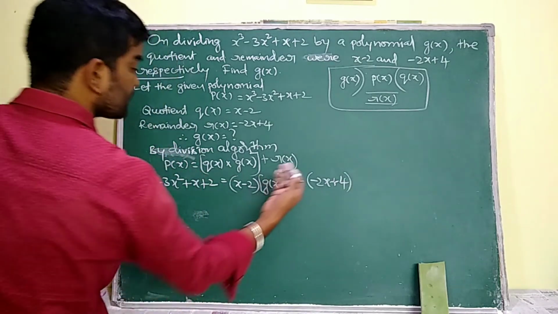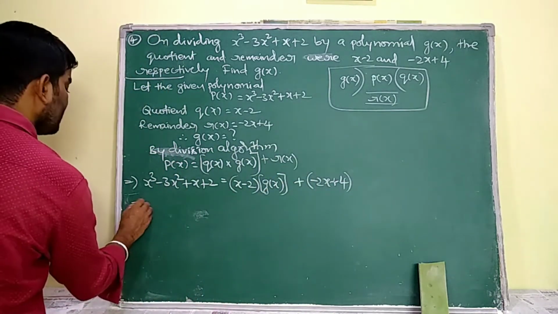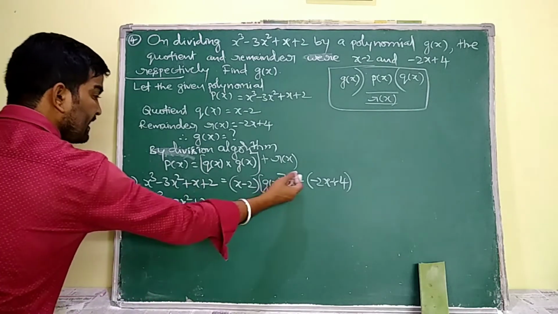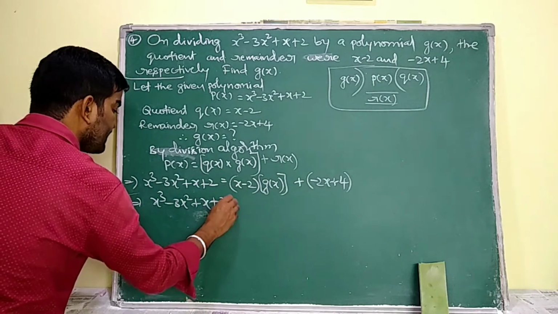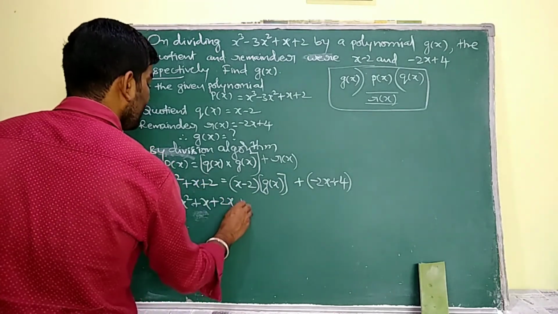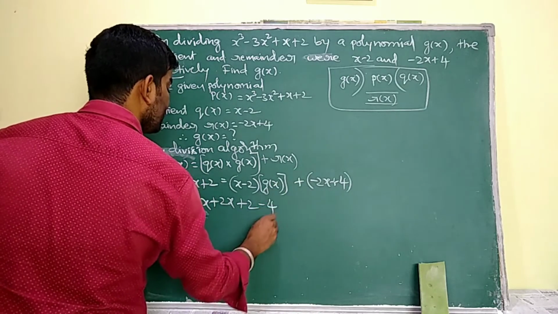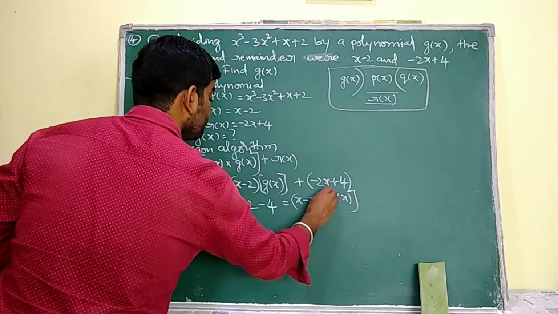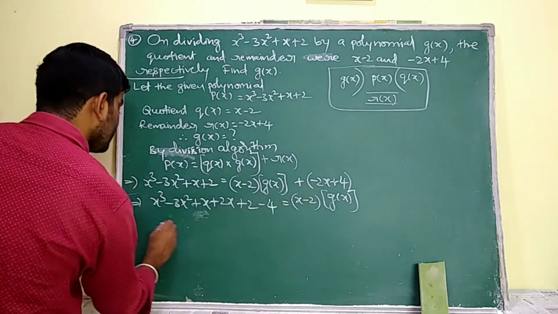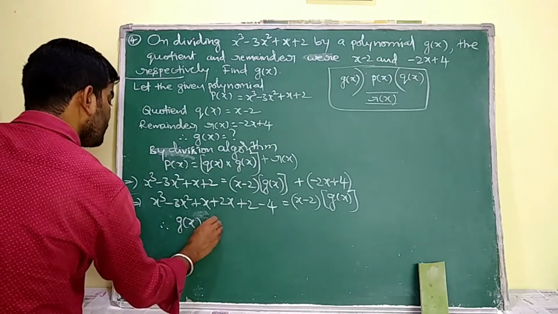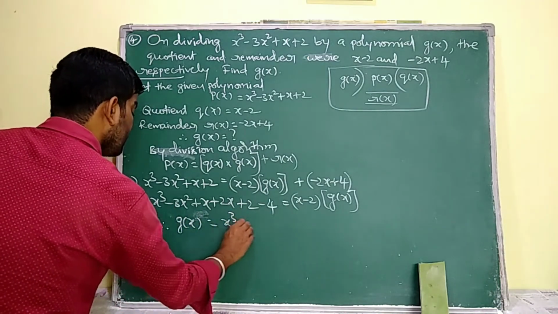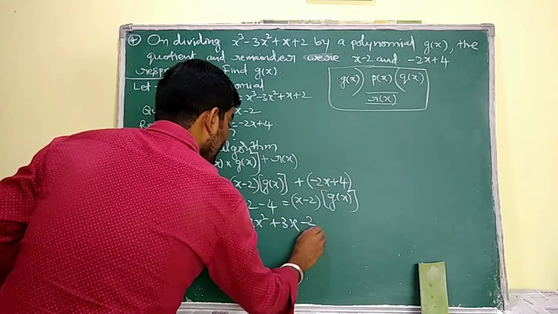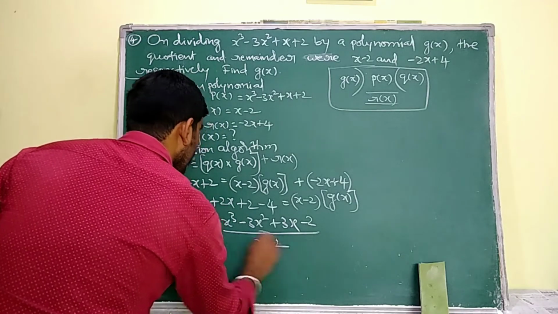So now I have to shift this minus 2x plus 4 to the left hand side. Then see ma, x cube minus 3x square, and here we are having plus x, and by transferring that minus 2x to the left hand side it becomes plus 2x, and here I am having plus 2, and this plus 4 becomes minus 4, is equal to x minus 2 into g of x ma. Okay, I want g of x no ma, therefore g of x is equal to this whole value, that is x cube minus 3x square plus 3x, that is x plus 2x is 3x, minus 2, whole by x minus 2.